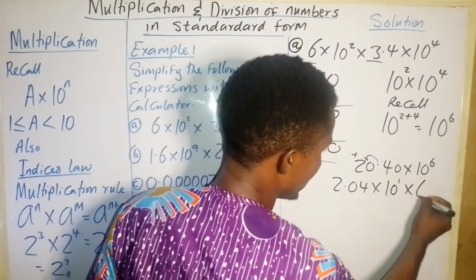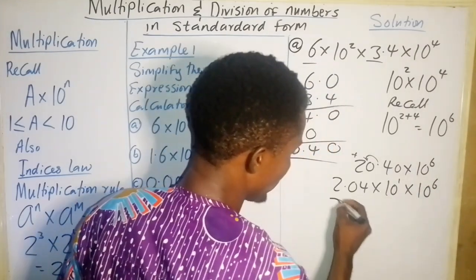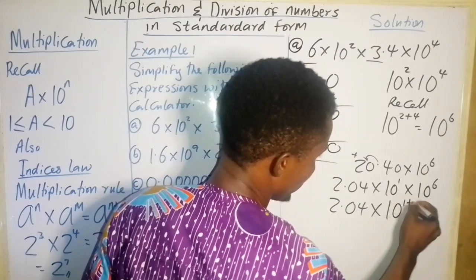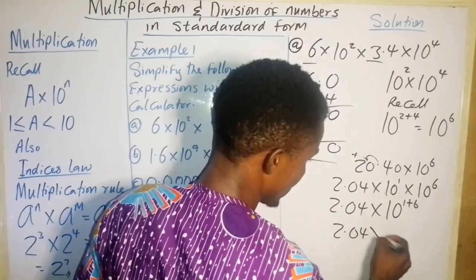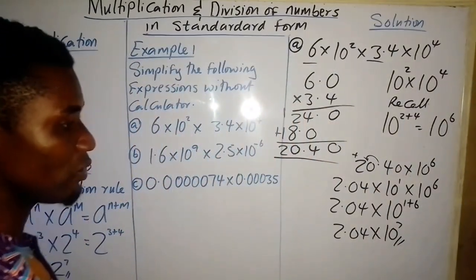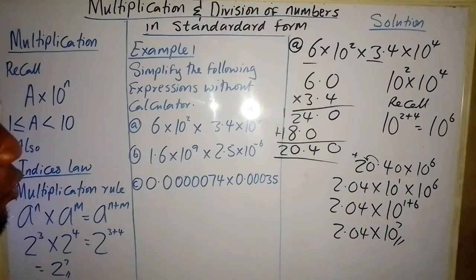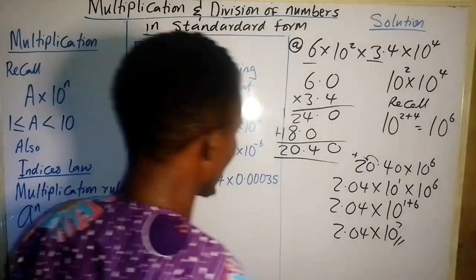Times 10 raised to power 6. So we have 2.04 times 10 raised to power 1 plus 6, and this will give us 2.04 times 10 raised to power 7. So that's our final answer: 2.04 times 10 raised to power 7. This is how to perform multiplication of numbers in standard form without using a calculator.